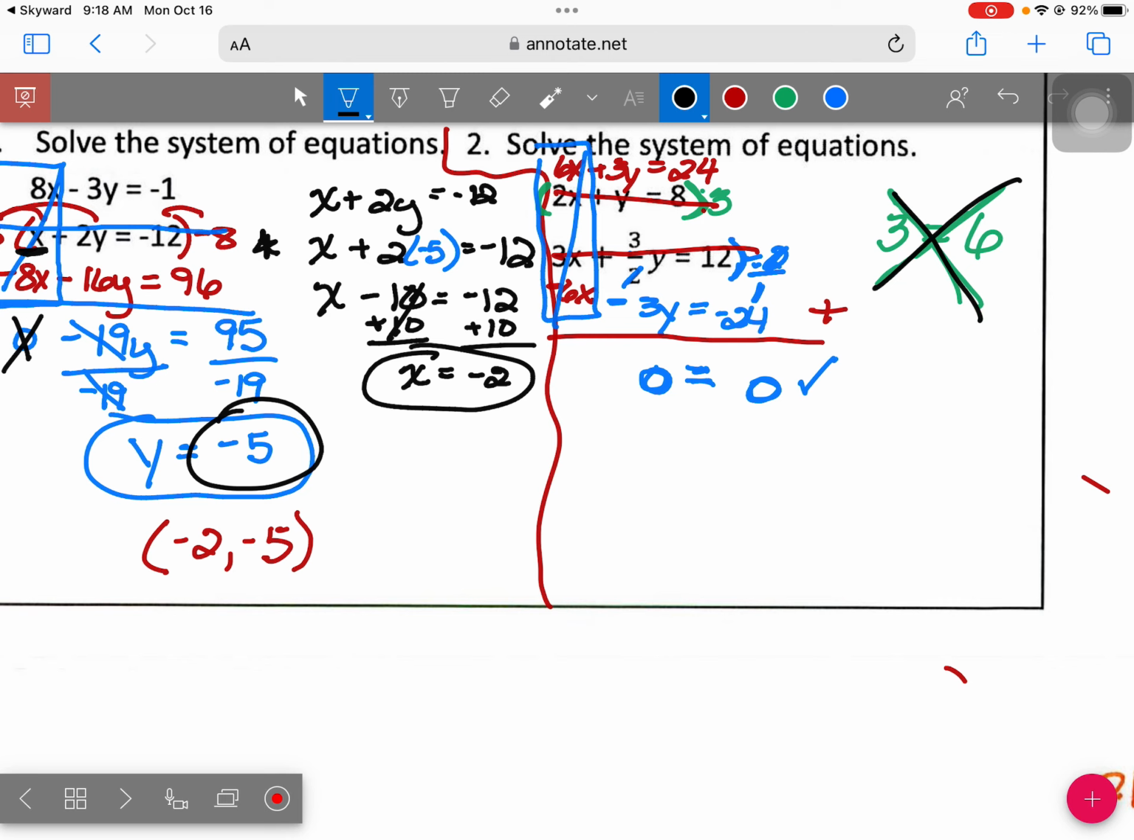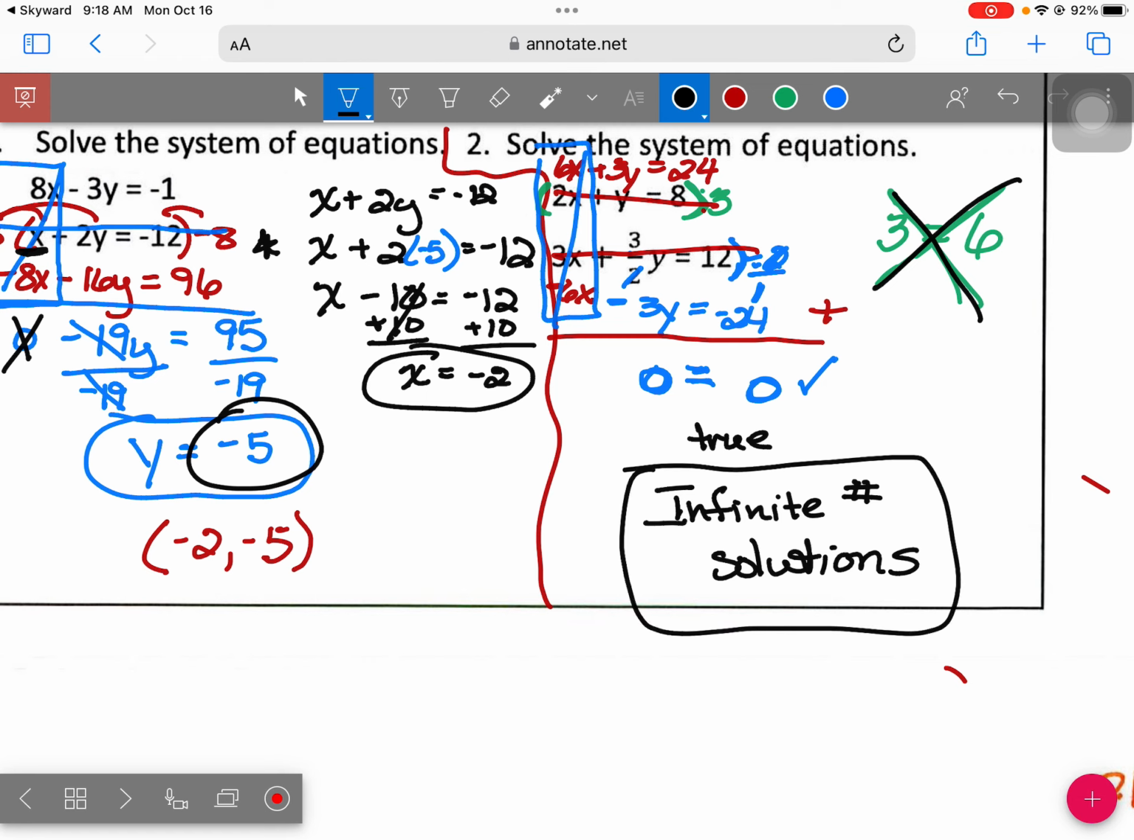So if I say 0 equals 0, this is true. And this means I have an infinite number of solutions. Okay? Infinite number of solutions. So this is where you have one line lying on top of the other. Okay? One line lying on top of the other.